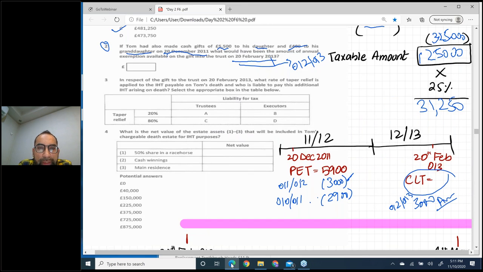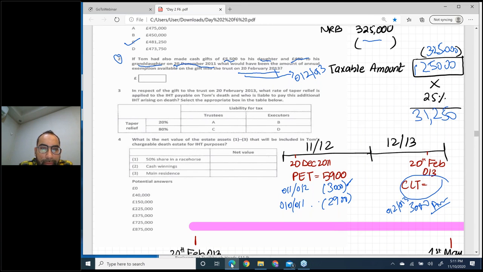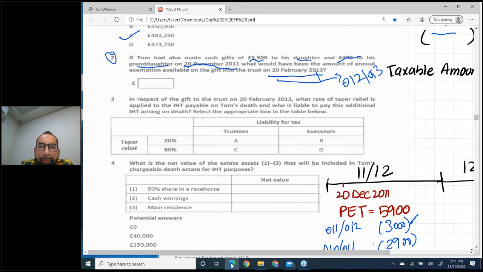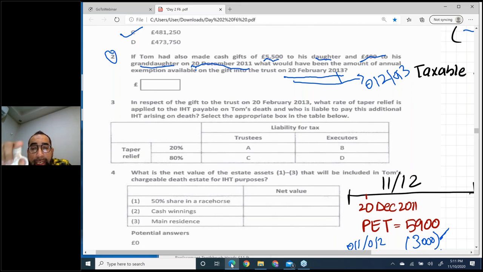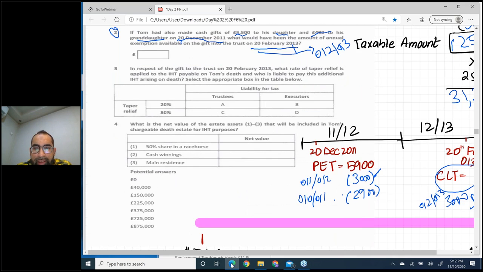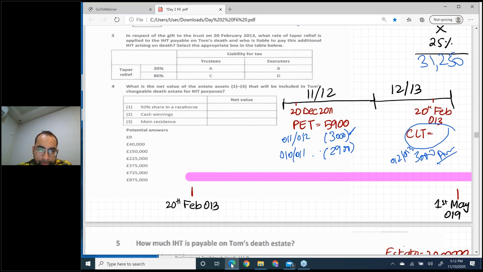Now question number 3. Again, question number 3 relates to the same starting paragraph which we read. In respect of the gift to the trust on 20th Feb 13, what rate of taper relief applied to IHT payable on Tom's death, and who is liable to pay this additional IHT arising on death? Select the appropriate box. Okay, wait, first let me discuss the taper relief with you. See, my sketches are ready.